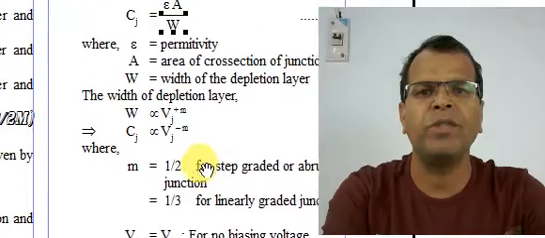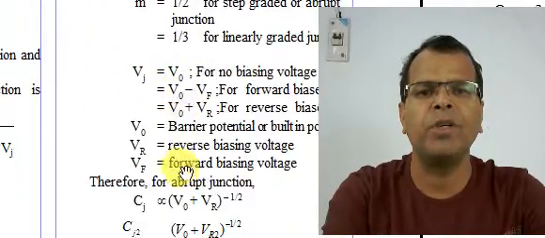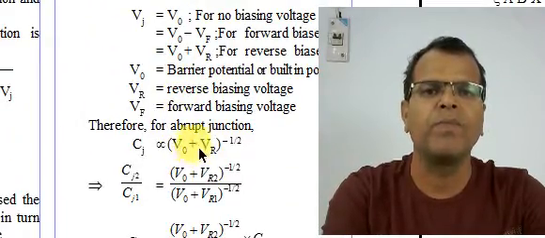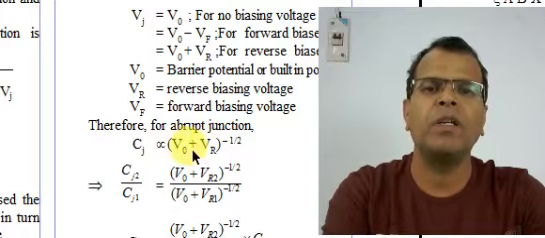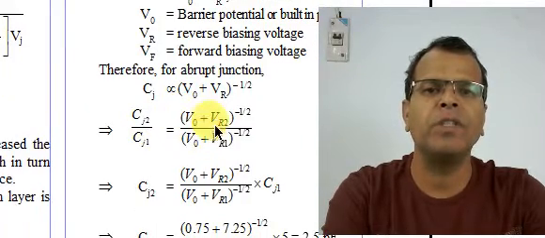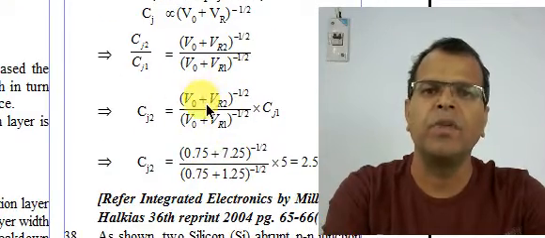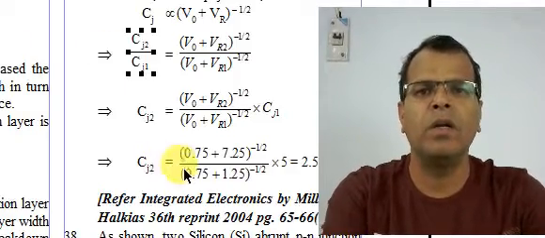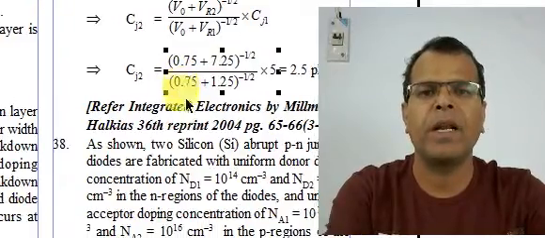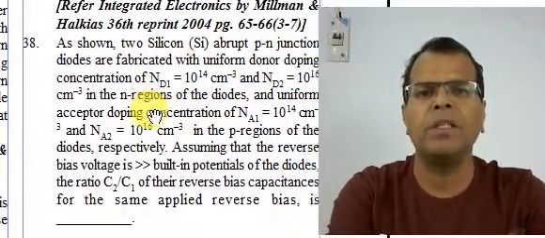So we know Cj is inversely proportional to the root of V naught plus Vr. You are given the different conditions here. Vr is being changed from 1.25 volt to 7.25 volts. So you get the answer. We have already solved this type of questions earlier. Fine, so this is giving me the direct answer. Now let us see the next question.